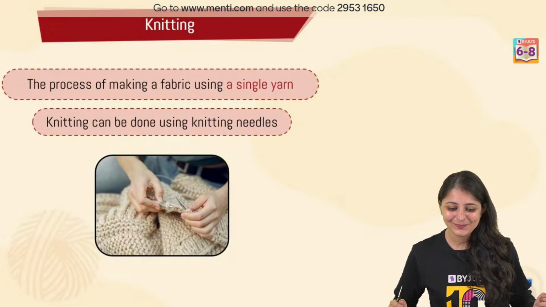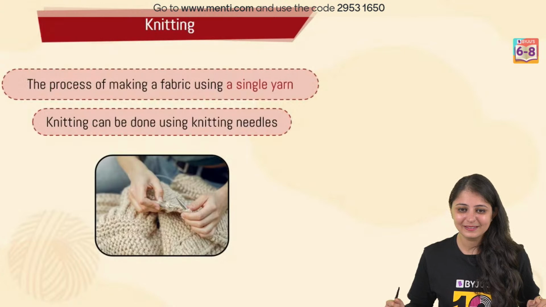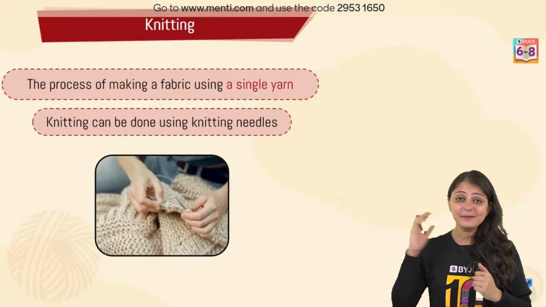Good. Yes, absolutely. Correct, guys. Good. So in ginning, we are separating the cotton fibers from the seeds. Knitting, single yarn is being used. Weaving, two sets of yarns are being used. And spinning, we get yarn from fiber by that process. So the correct answer was knitting.